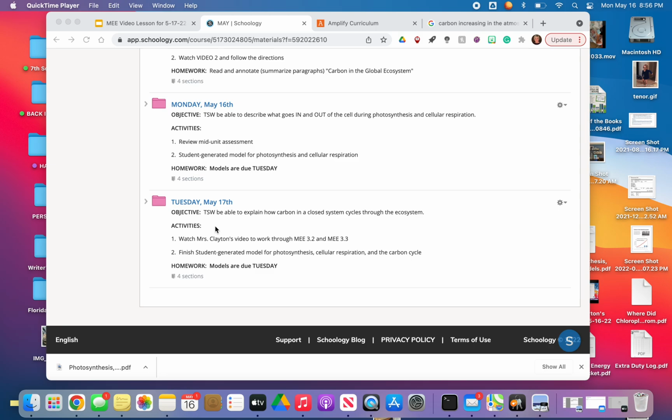Today I want you to be able to explain how carbon in a closed system cycles through the ecosystem. We kind of talked about it yesterday when we were reviewing the questions for the mid-unit assessment, how carbon cycles through, and you all were talking to me the other day about a cycle being where there's a repeated happening of something over and over and over again. So let's put all of that together today. We're going to talk about the carbon cycle.